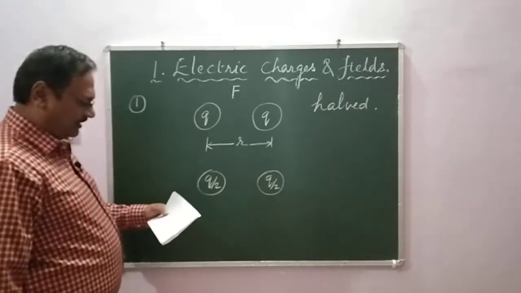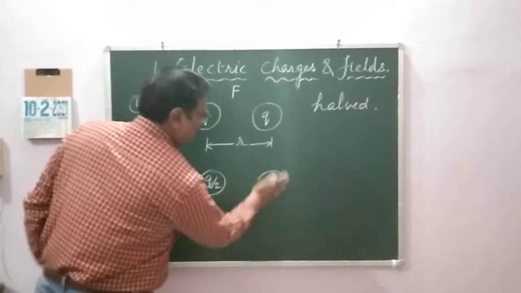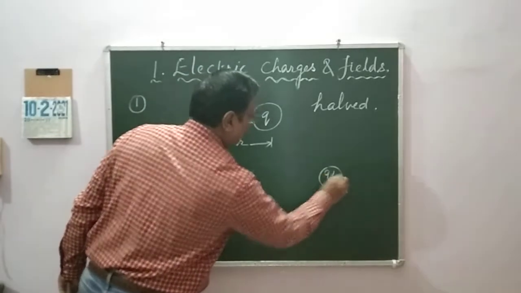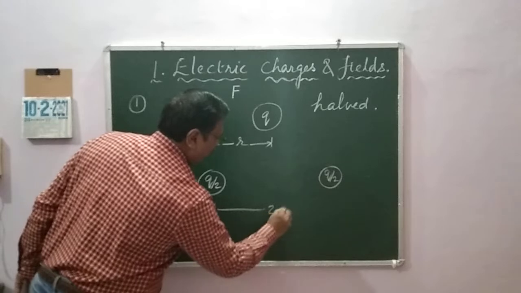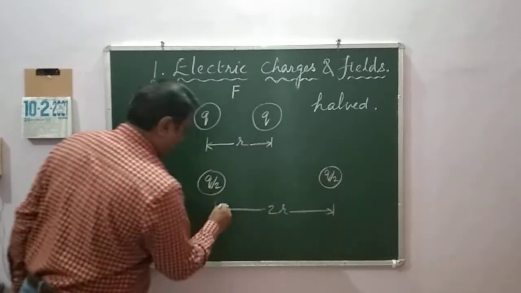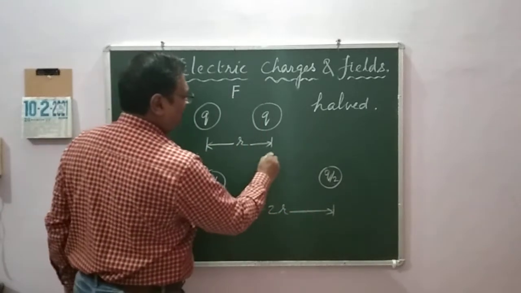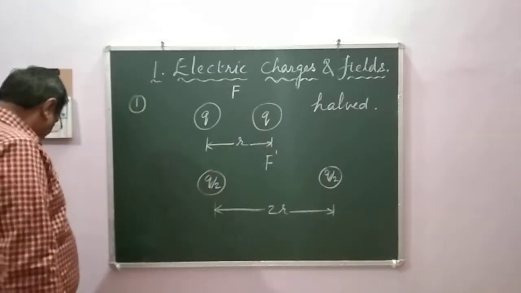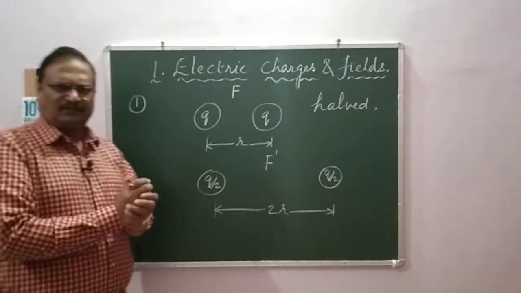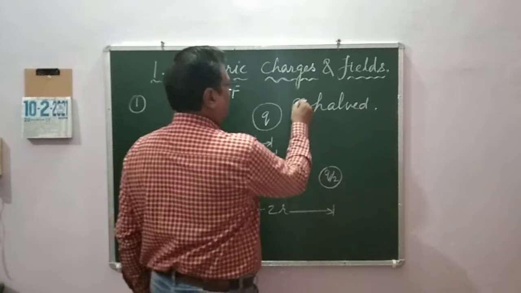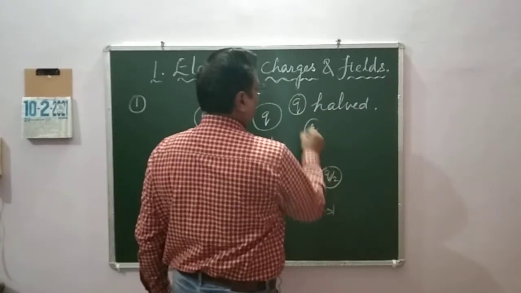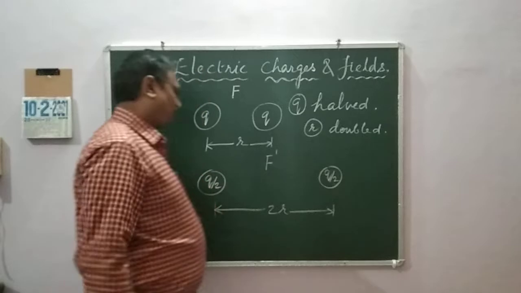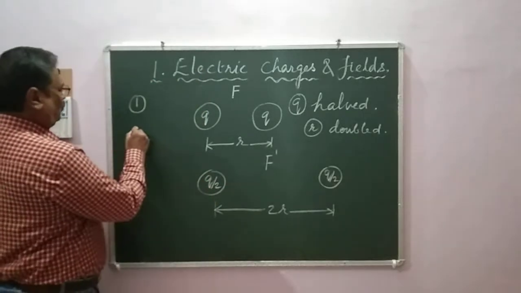Fine. Now the distance is doubled. That means it has become 2 times R. Now they are asking what will be the new force, which we will call F dash. It's very simple. The charges are halved and the distance is doubled. So what you do, again go back to Coulomb's law.